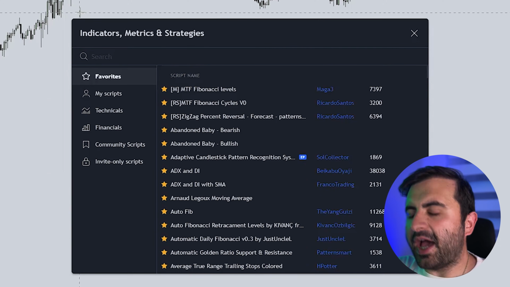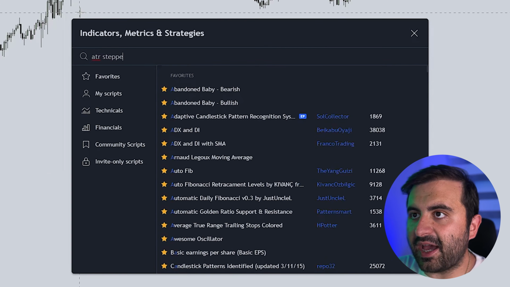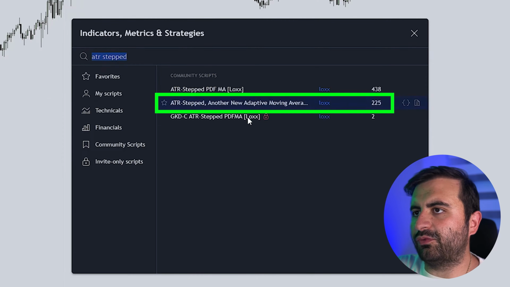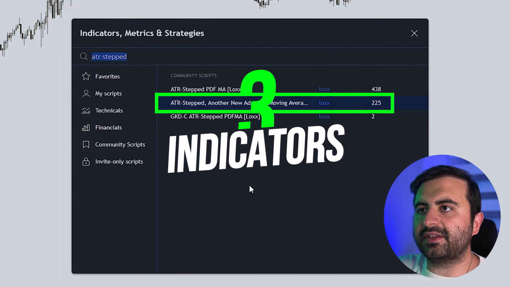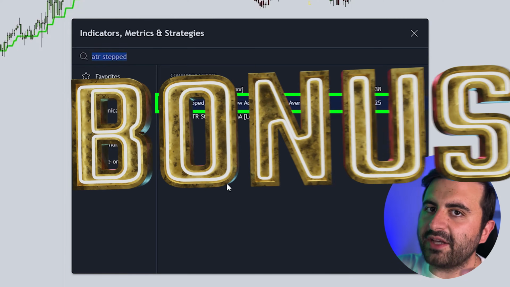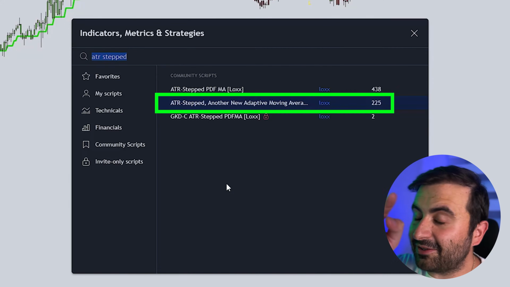Open up your empty TradingView chart, go to indicators, and search for ATR Stepped. You will see the indicator from LogicalTrading; click to add it to your chart. We will have 3 different indicators, and there will be a bonus at the end of the video. Make sure you watch all of it to not miss that.